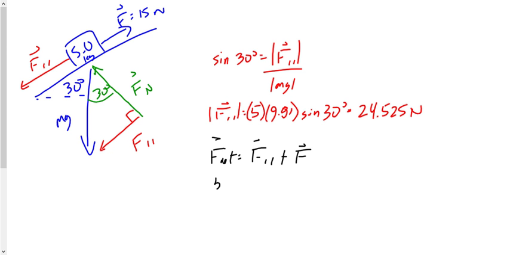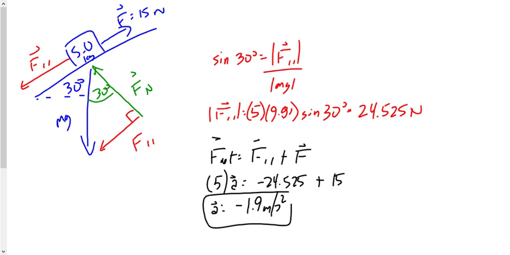M is 5 kilograms. A is what we're looking for here. F parallel, I'm going to make negative 24.525, and I'm going to make F positive 15 Newtons. Do the math there. Negative 24 plus 15 gives me about negative 9. Divided by 5 gives me a negative 1.9 meters per second squared.